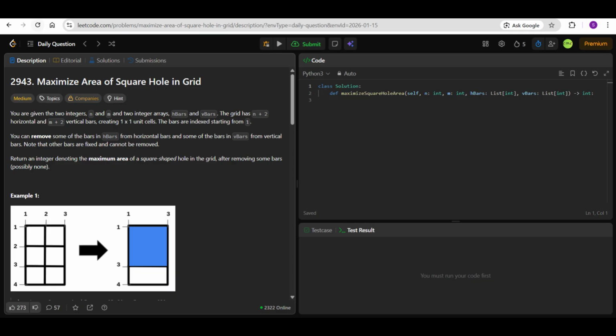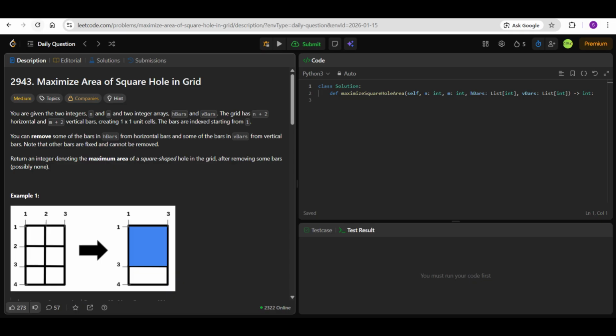Now here's the twist. We are also given two arrays. hBars, which contains the indices of horizontal bars that can be removed. vBars, which contains the indices of vertical bars that can be removed. Only the bars listed in these arrays are removable, all other bars are fixed and cannot be touched. Your goal? By removing some bars, or possibly none, you need to create the largest possible square-shaped hole in the grid. At the end, you must return the maximum area of such a square.